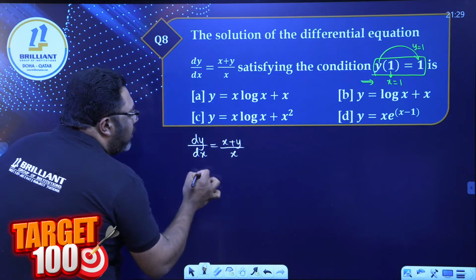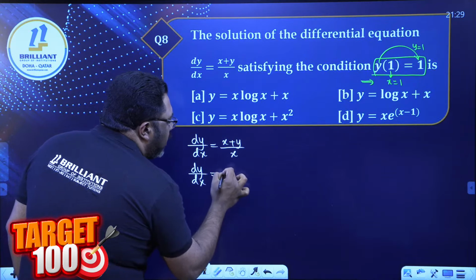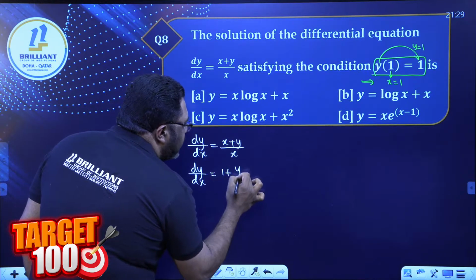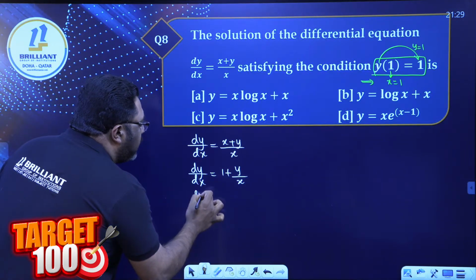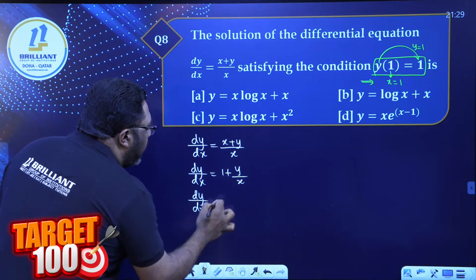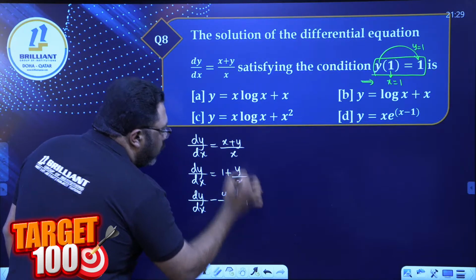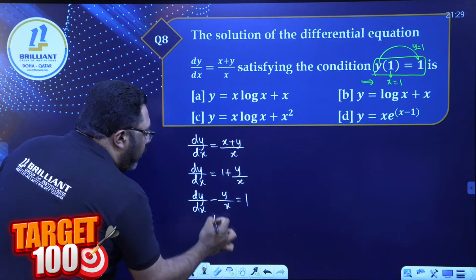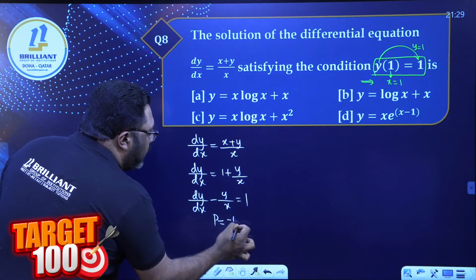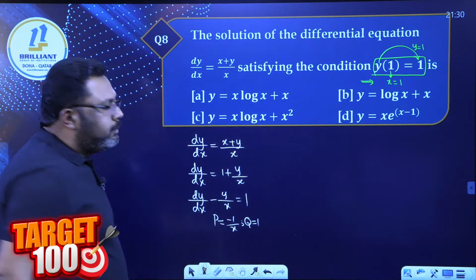So how does it become linear? Just split the numerator on the right side. You will get 1 plus y by x. And then bring that y by x to the left side. You will get dy by dx minus y by x equal to 1. Now it looks like an LDE where P is minus 1 by x and Q is 1.